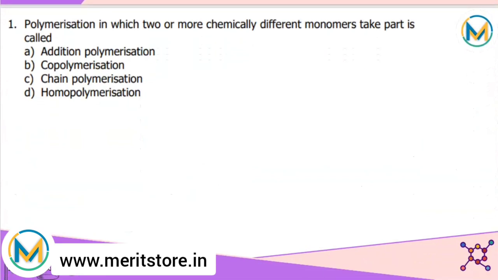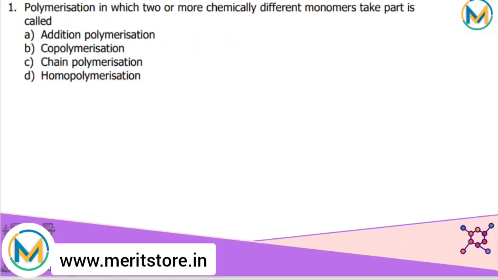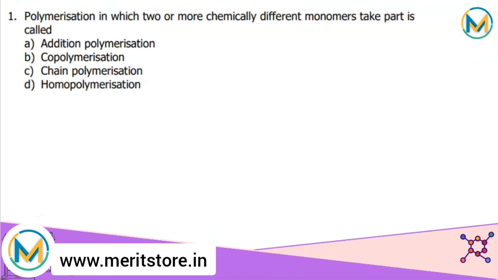First question: polymerization in which two or more chemically different monomers take part is called addition, co-polymerization, chain or homopolymerization. So addition polymerization, first of all. In this type of polymerization, the molecules of the same monomer or different monomers add together on a large scale to form a polymer. So here we have two or more chemically different monomers participating in the reaction. So it would be an addition reaction.